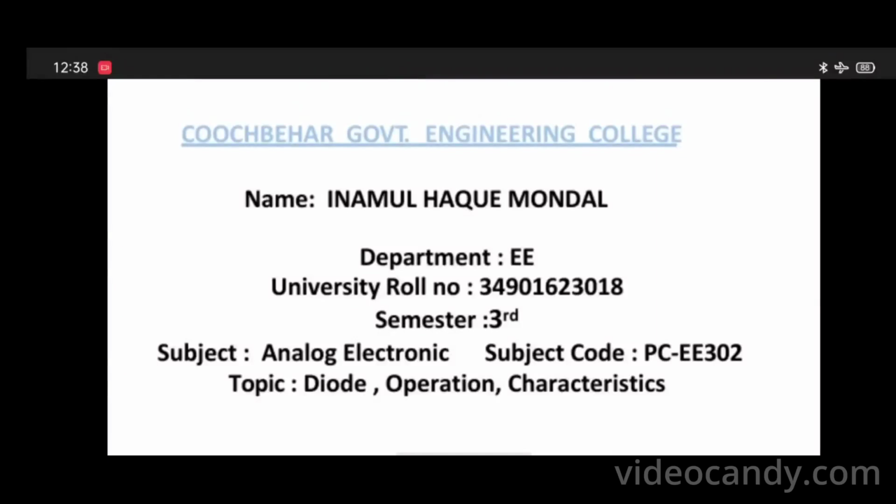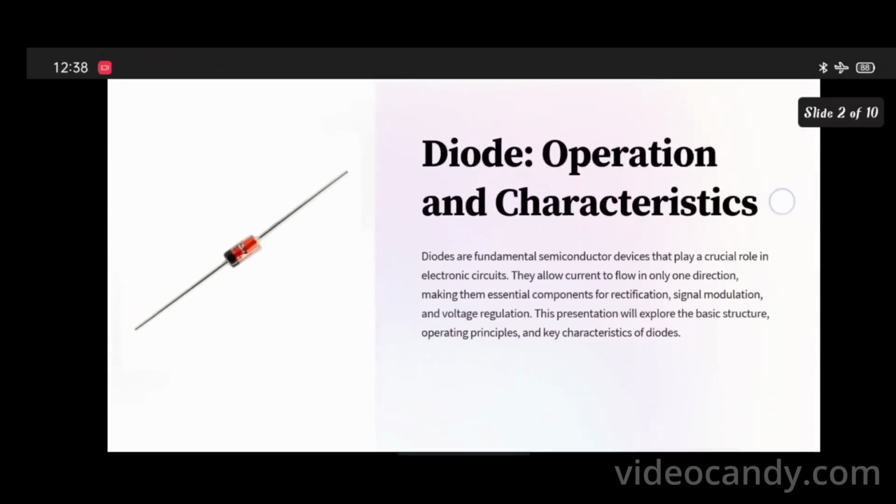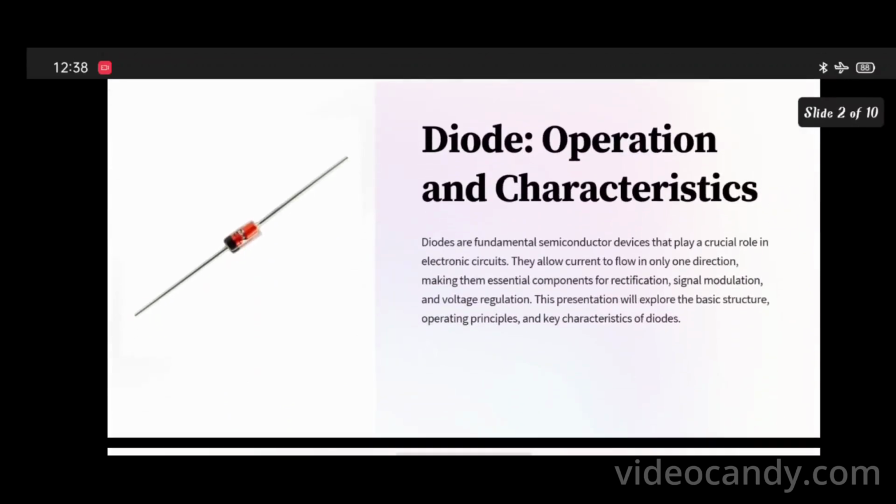Today my topic is diode operation and characteristic.